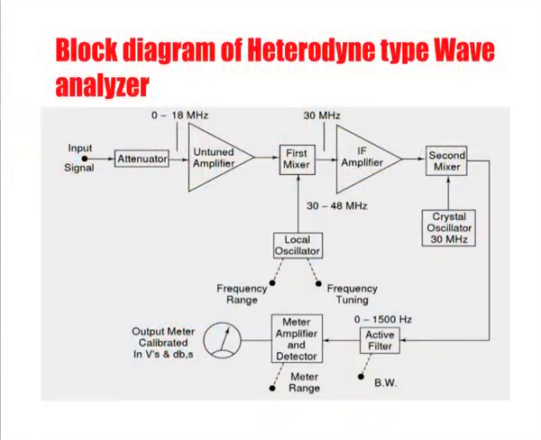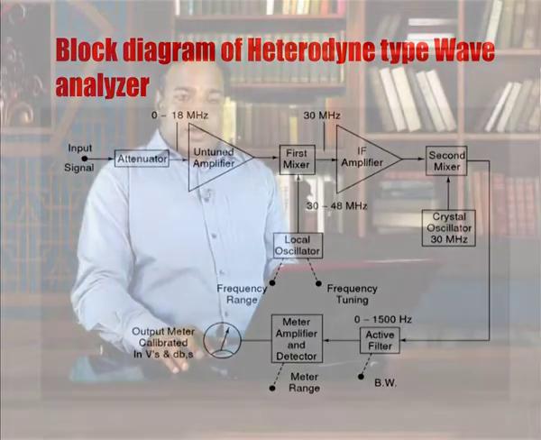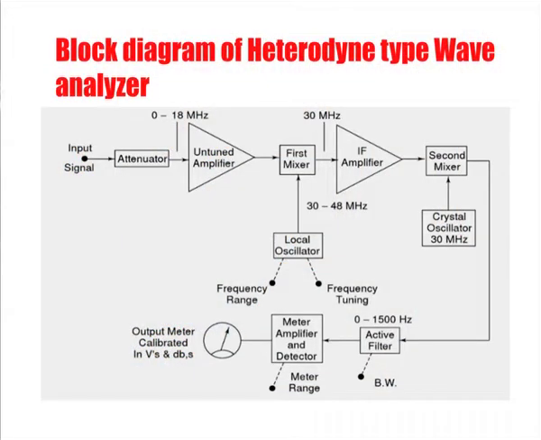Coming on to the next type, the heterodyne type of wave analyzer, the figure shows the block diagram of the heterodyne type of wave analyzer. Now, first of all, what does heterodyning mean? Heterodyning means the mixing of two frequencies through a mixer circuit such that the output is equal to the difference of the two frequencies. So, heterodyning means basically the beating of two frequencies through a mixer circuit, and that is what we will be doing in this heterodyne type of wave analyzer.